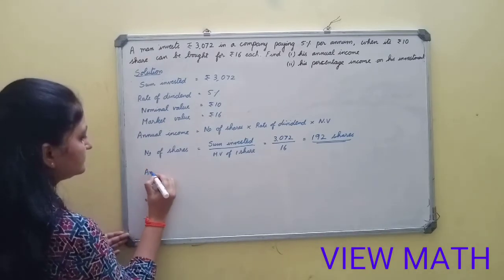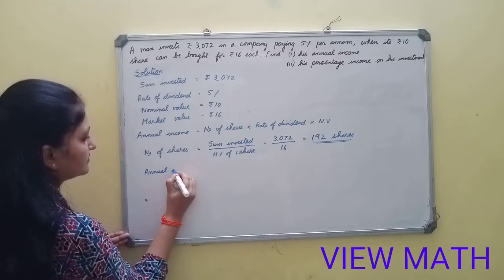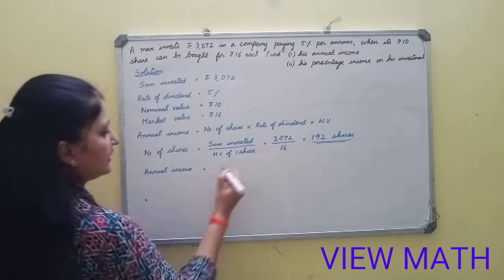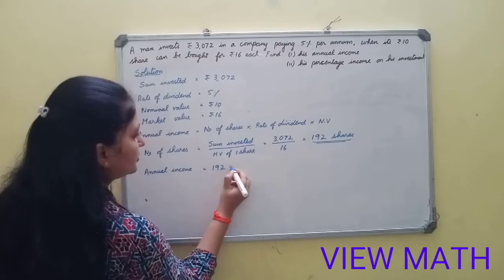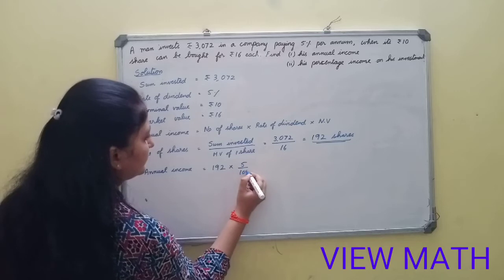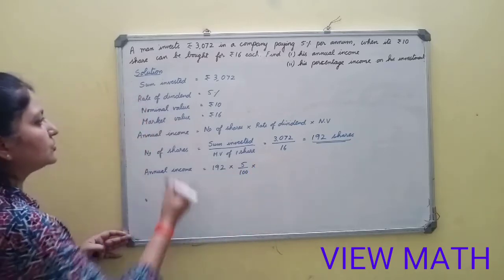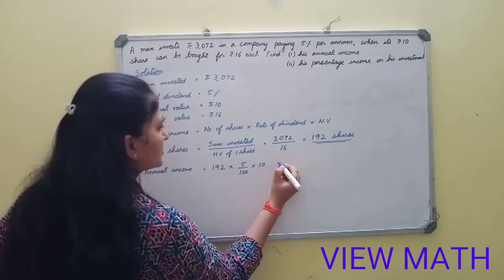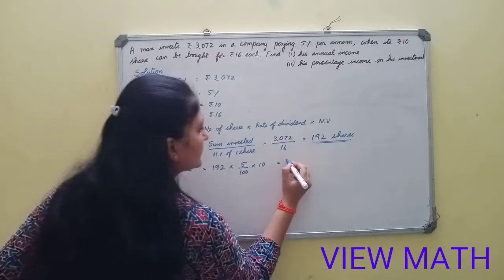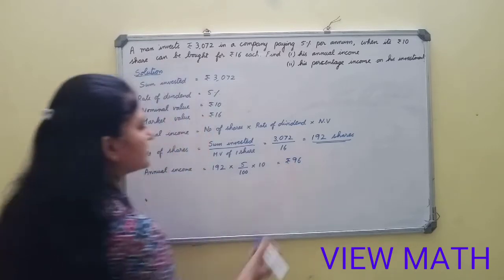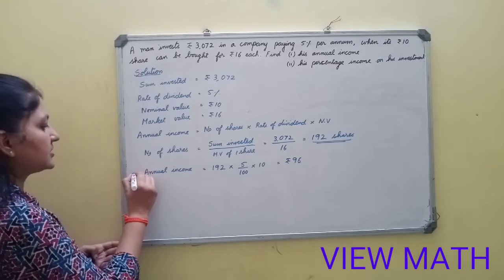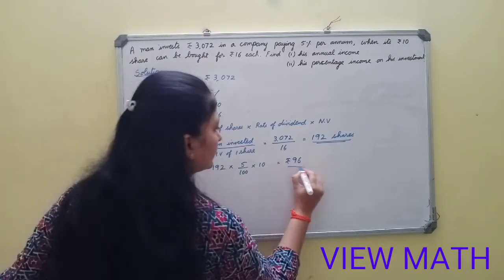Annual income is equal to number of shares. We have found out the number of shares 192 into rate of dividend is 5%. So 5 by 100 into nominal value. Nominal value is 10. So do the calculation part by yourself. I will give you the answer. It is rupees 96. This is the annual income of the person. So this is your first subdivision, annual income.